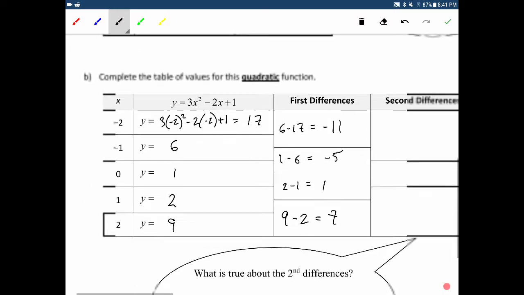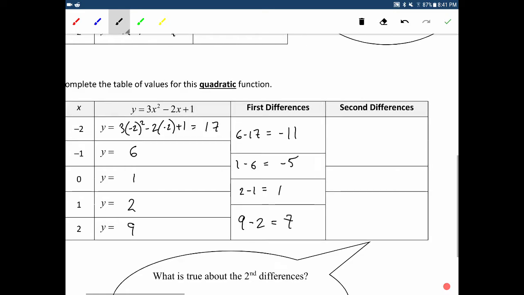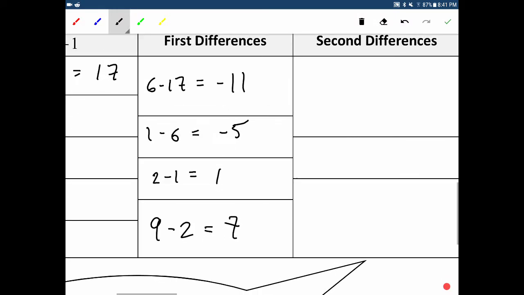So right off the bat, you can tell this is not a linear function. We already knew that because we know that equation is quadratic. But the first differences are all different, so we know it is not linear.